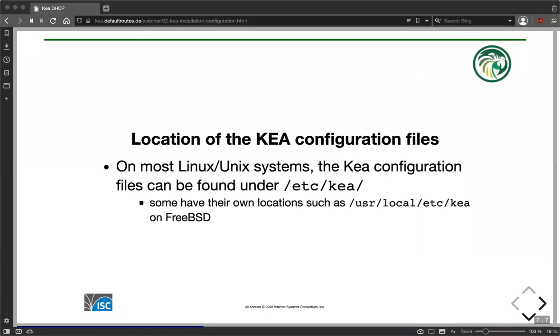The configuration files can usually be found under /etc/kea. That is true for most Linux and Unix systems. However, there are some that have their own locations, like the BSDs. They put everything that doesn't belong to the base operating system in /usr/local/etc. So because Kea is not part of a FreeBSD based system, you find the configuration files in /usr/local/etc/kea. But if you are a FreeBSD user, you might already know that.